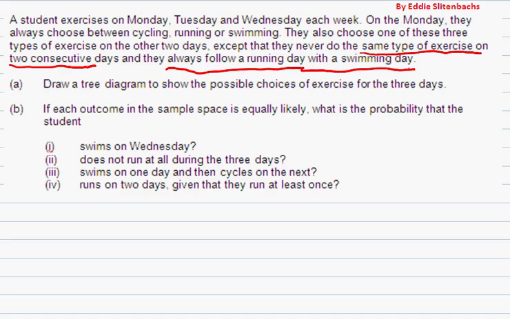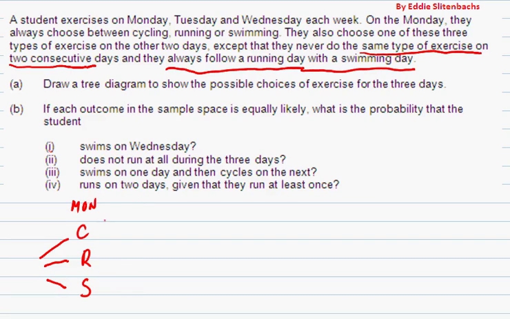Okay, so it says draw a tree diagram. On the first day, they can do anything. They can do between cycling, running and swimming. Now, there's a constraint here, because if they've done cycling, they're not going to do cycling again, so it only leaves running or swimming. Okay, so this is Monday.